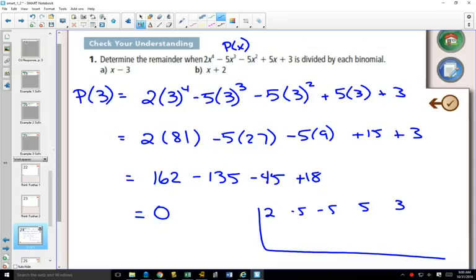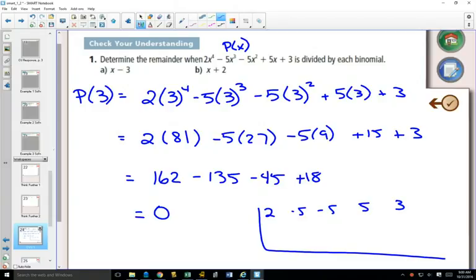A quick check, if you want, to see if you have the right amount. If your highest power is 4, you should have 5 numbers. If your highest power is 6, you should have 7 numbers. If your highest power is 1, you'll only have 2 numbers, but you won't have one that small. So that's a nice way to quickly check it.